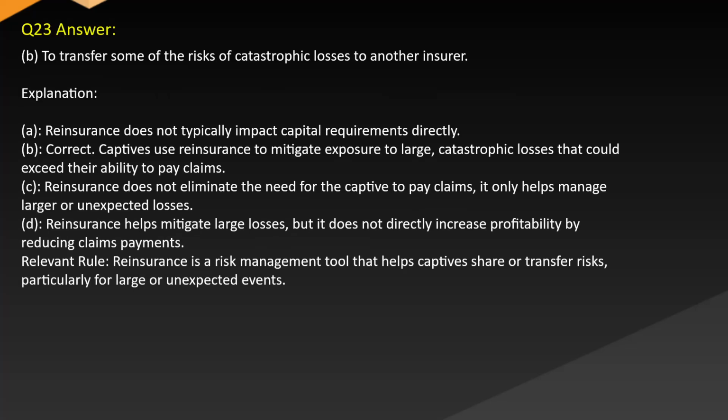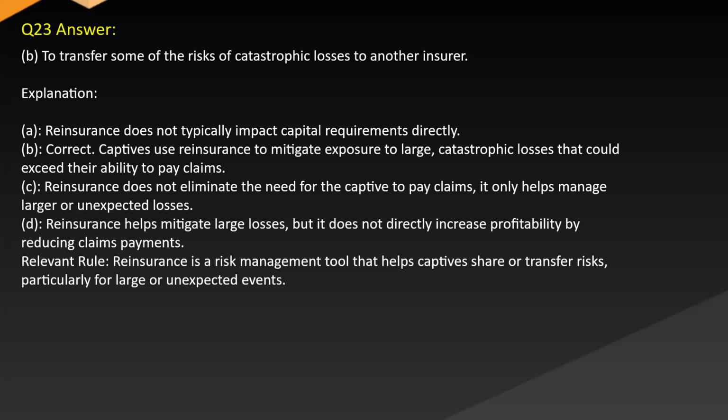Answer B. To transfer some of the risks of catastrophic losses to another insurer. Explanation A. Reinsurance does not typically impact capital requirements directly. B. Correct. Captives use reinsurance to mitigate exposure to large, catastrophic losses that could exceed their ability to pay claims. C. Reinsurance does not eliminate the need for the captive to pay claims, it only helps manage larger or unexpected losses. D. Reinsurance helps mitigate large losses, but it does not directly increase profitability by reducing claims payments.